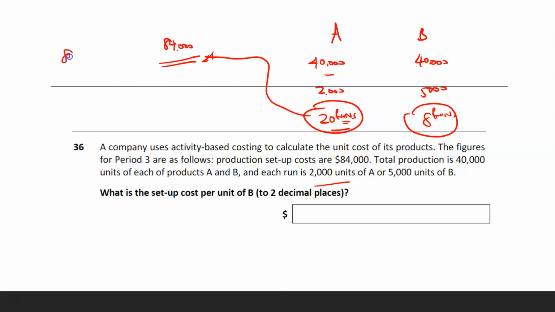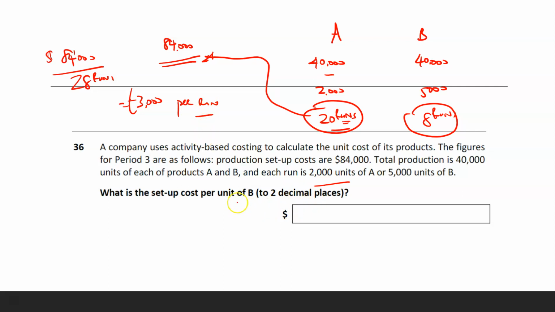So in effect, if you wanted to know what the cost is per run, it's $84,000 divided by 28 runs. So when I do that, 84,000 divided by 28, that gives me £3,000 a run. Per run. Right, brilliant. So, where are we?